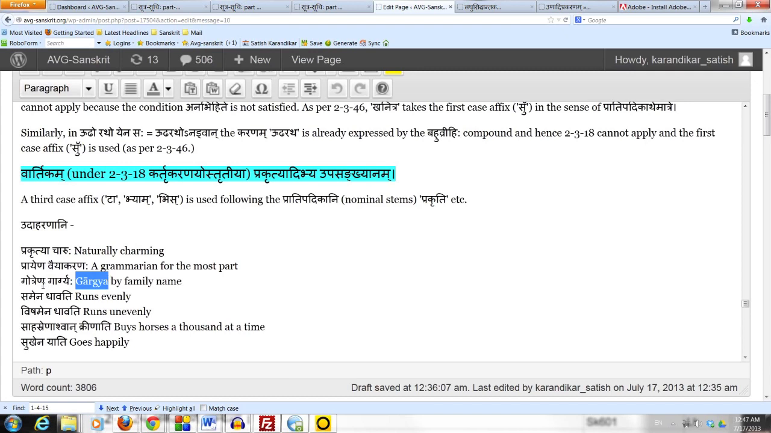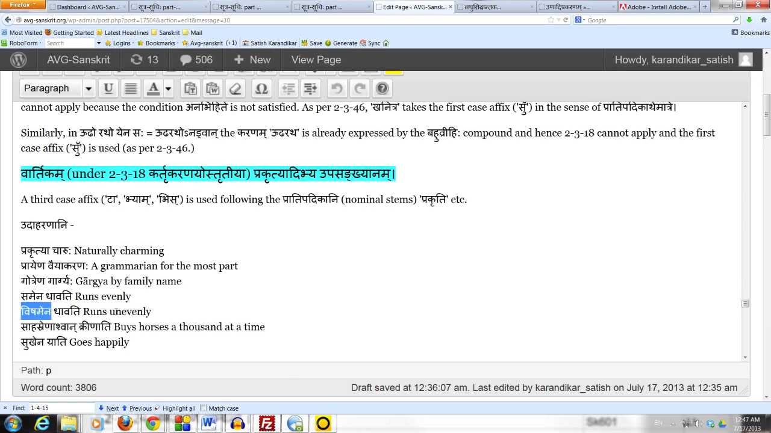The next example is Samena Dhavati. Here Dhavati is an action of running. So someone runs evenly. Here Samena is an adverb. It's an adverb to Dhavati. How does he run? He runs evenly. Similarly, Vishamena Dhavati. Someone runs unevenly.